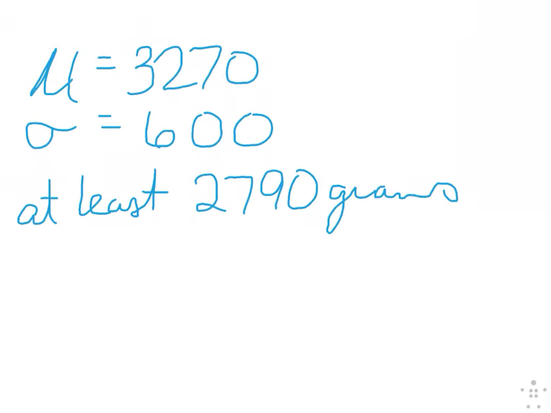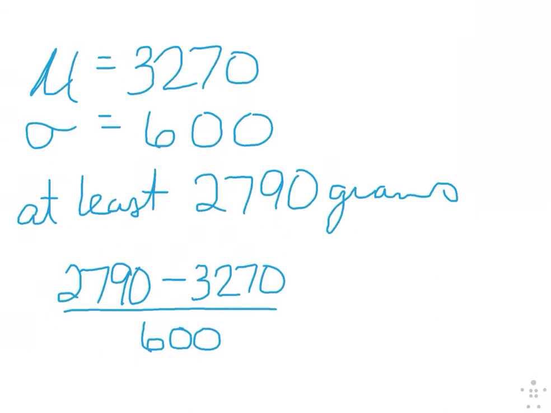So what's the number that we have to put in? 2790 minus the mean, 3270, divided by 600. And when you type that into your calculator, what number spits out? -0.8. Now, this morning, first hour, they asked me if that was right because can it be negative? Yes, it can. That just means that you're going to the left of the mean.